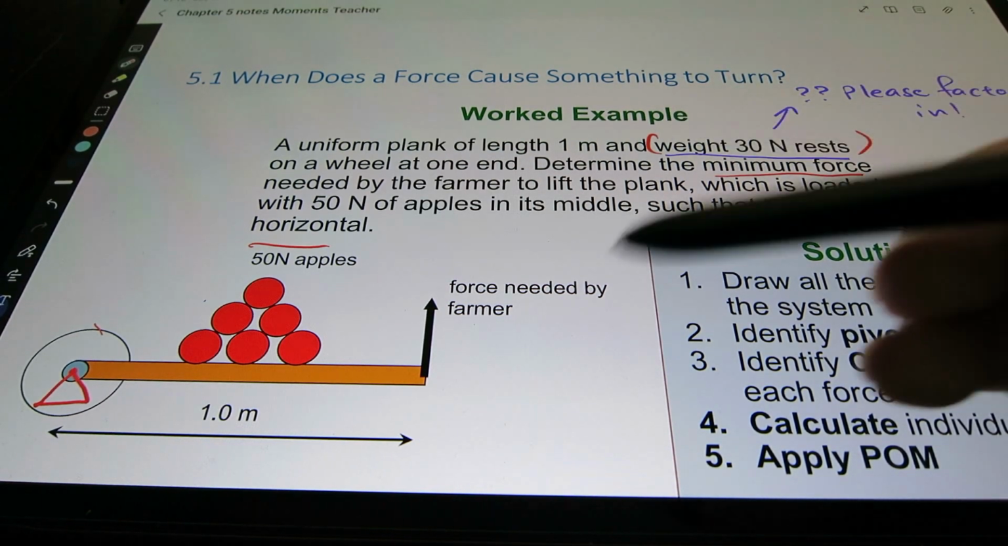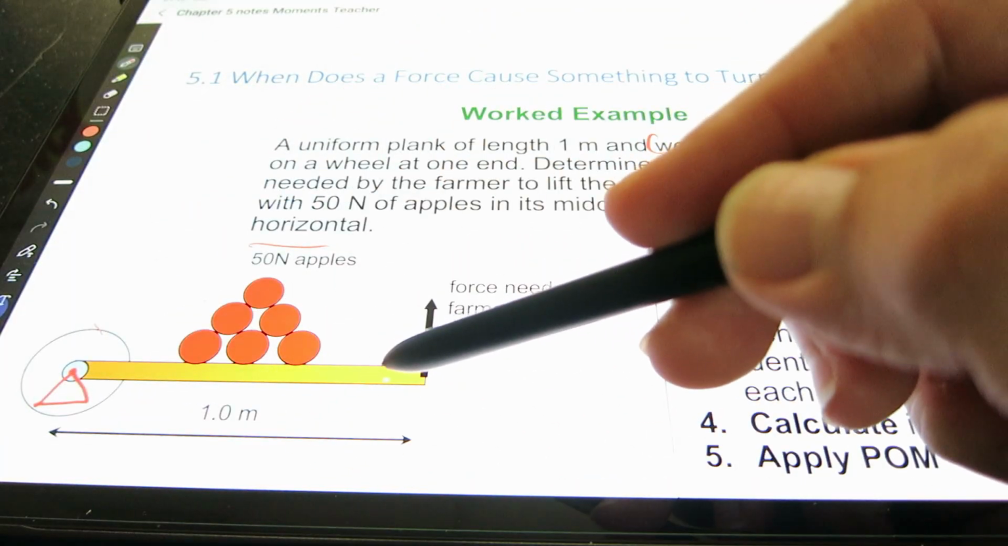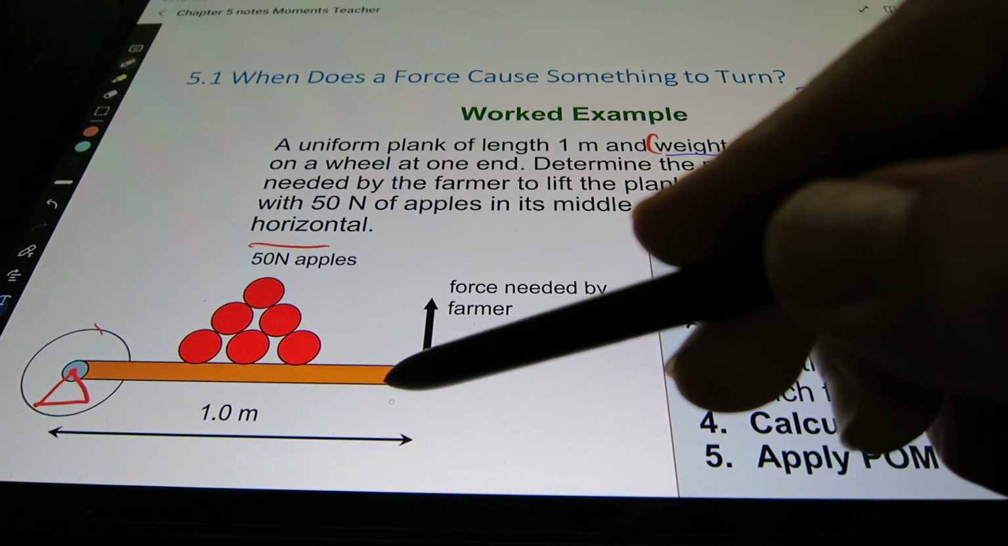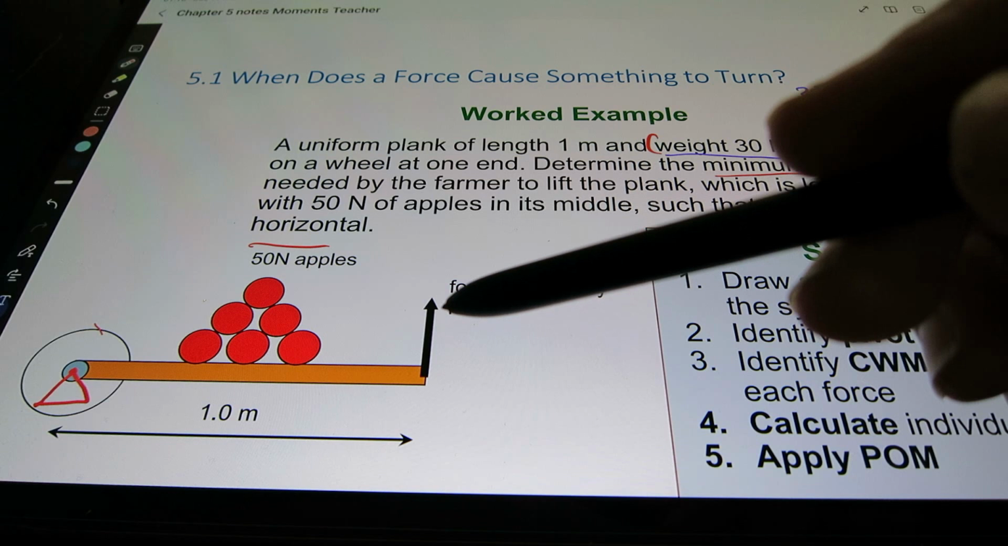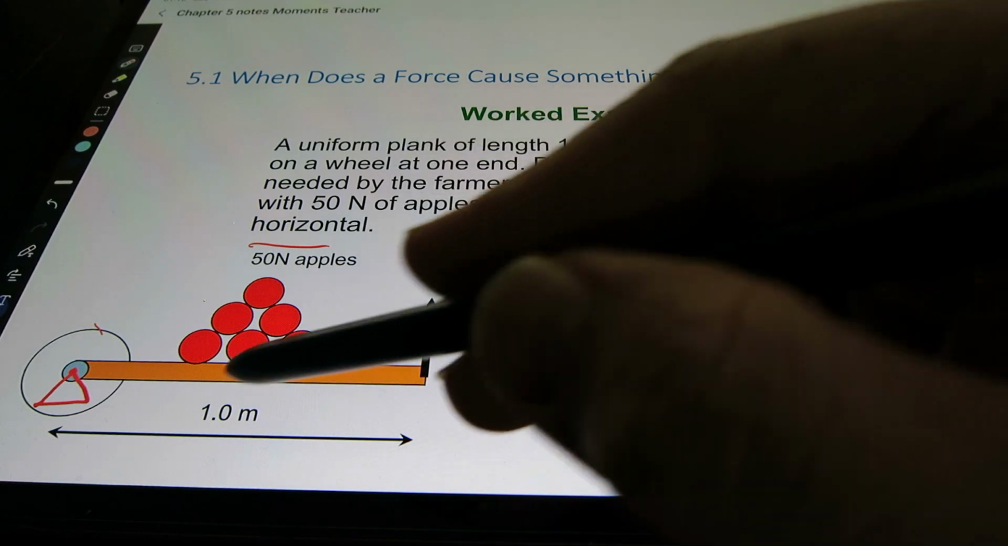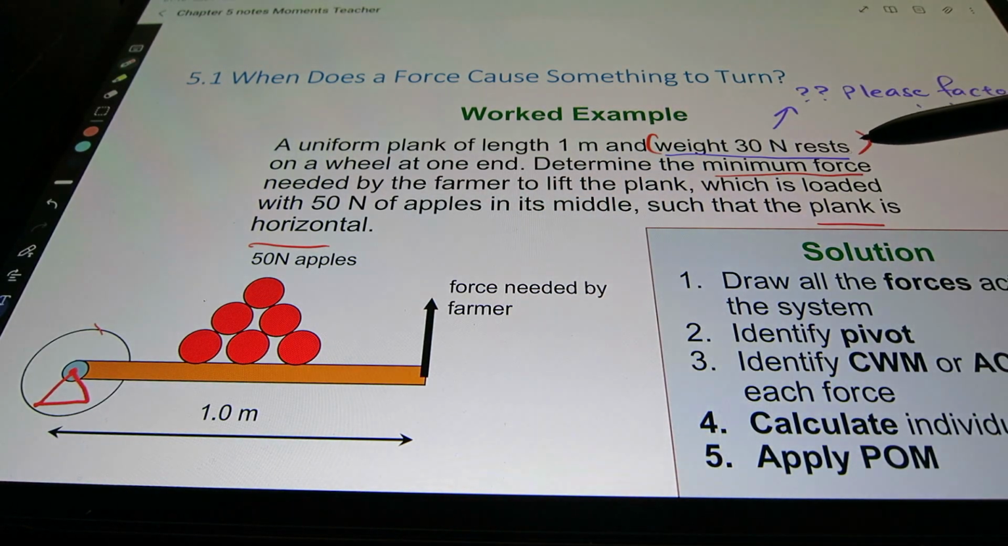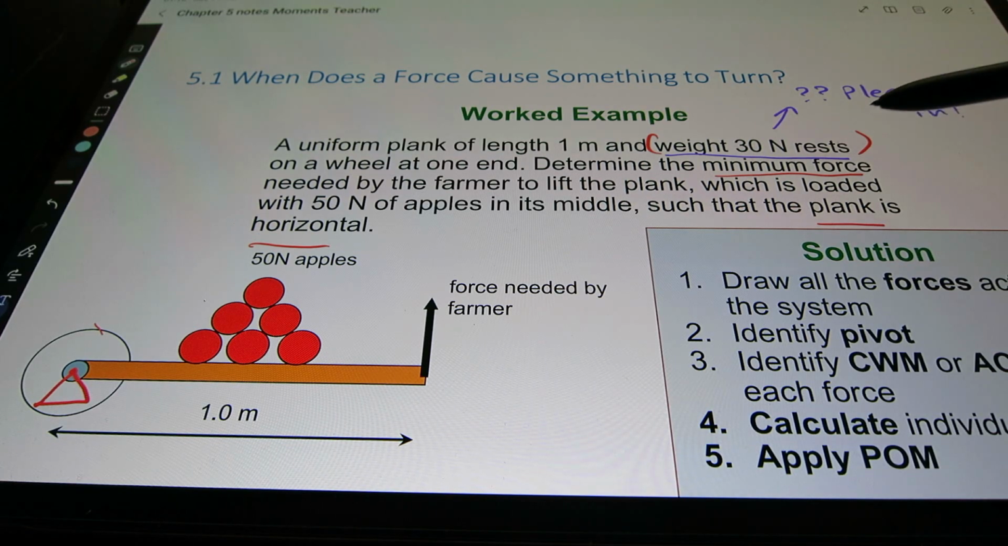So far, all of your planks, or rather the part of the lever you're talking about, have had no weight. They always say it's negligible mass, or we have assumed it's negligible mass. Now the plank or the lever system actually has a mass. So 30 newtons, you need to factor in this.